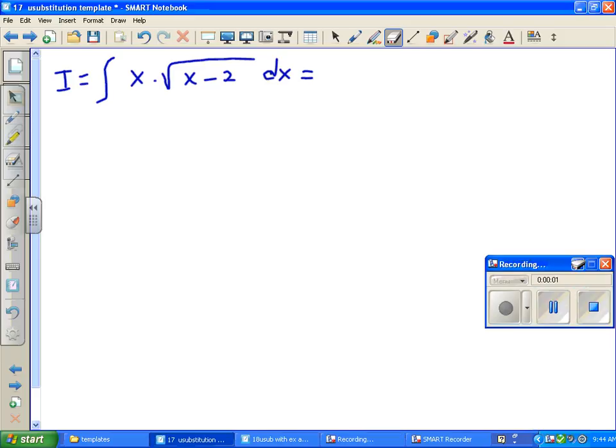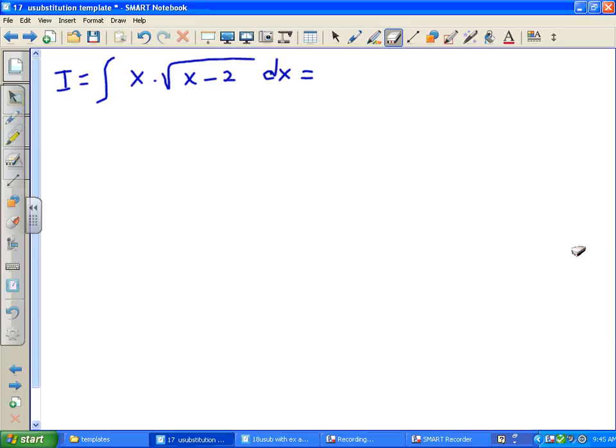So here's another example on u substitution. This one is a little bit unusual, and you'll see in a little bit why I say that. So our job is to integrate x times the square root of x minus 2. Any thoughts on how we should get started?